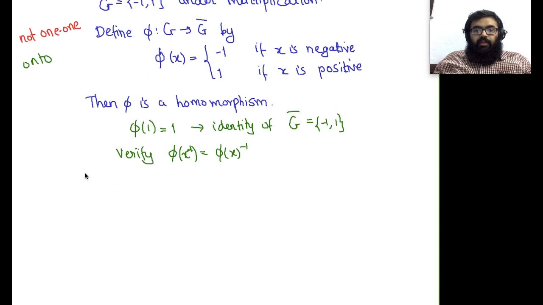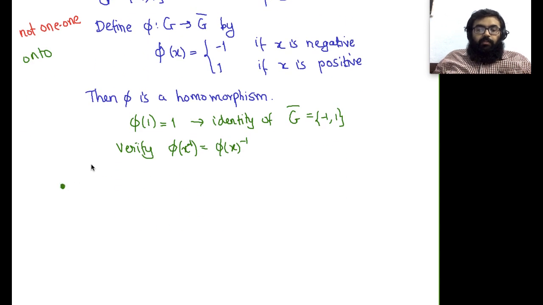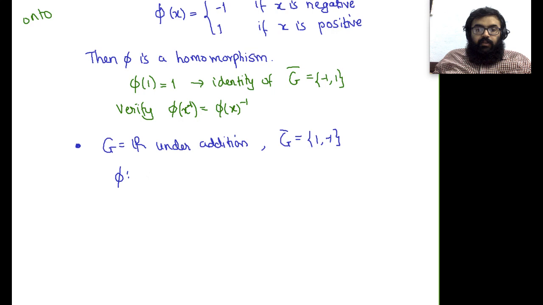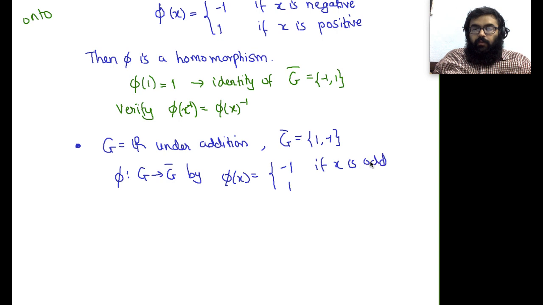So if we consider R with addition, this is another very similar example. Consider G equals R under addition, and G bar equals 1, minus 1, same as above, and define phi from G to G bar by phi of x equals minus 1 if x is odd, and 1 if x is even. So now here in G bar there is multiplication, but in R there is addition.